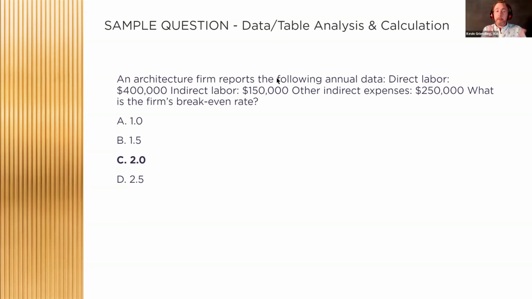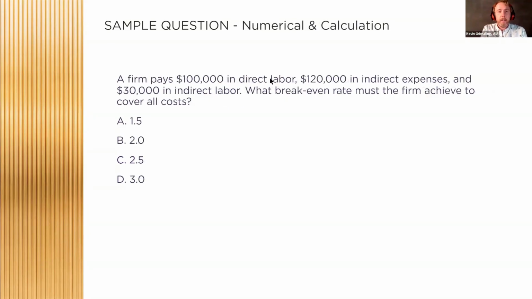I want you to understand that you're going to be provided these values, and you're going to have to calculate the break-even rate. You may look at it slightly different, a numerical calculation. So you've got $100,000 direct labor, 120 and 30. You have to add the 120 and 30, which gives you the 150. But this one's going to be 150 divided by 100,000, which gives you the 1.5. And then you're going to add that to the 1.0.